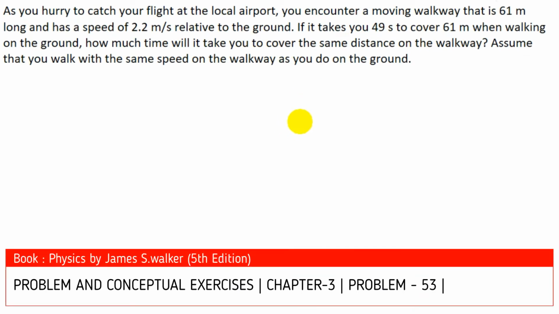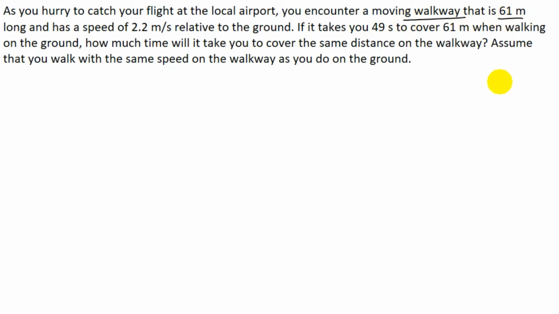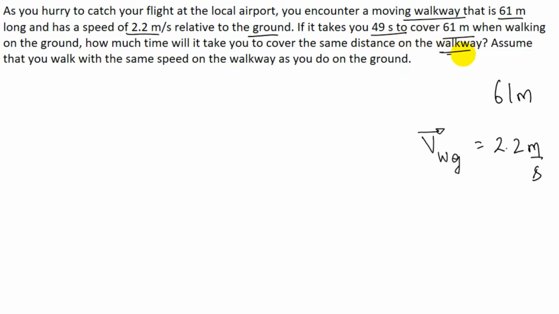So here in this question, it is given that in a hurry to catch your flight, you encounter a moving walkway which is 61 meters long and its speed relative to the ground is 2.2 meters per second. So the velocity of the walkway relative to ground is 2.2 meters per second. Now it says if it takes 49 seconds to cover 61 meters while walking on the ground, then how much time will it take for you to cover the same distance on the walkway? And we can assume that you walk with the same speed on the walkway as you do on the ground.